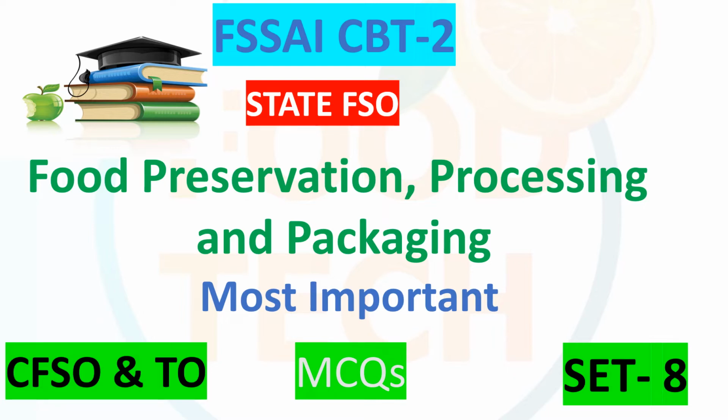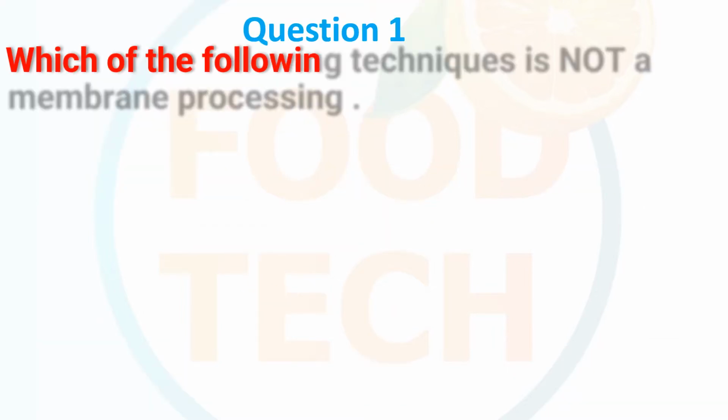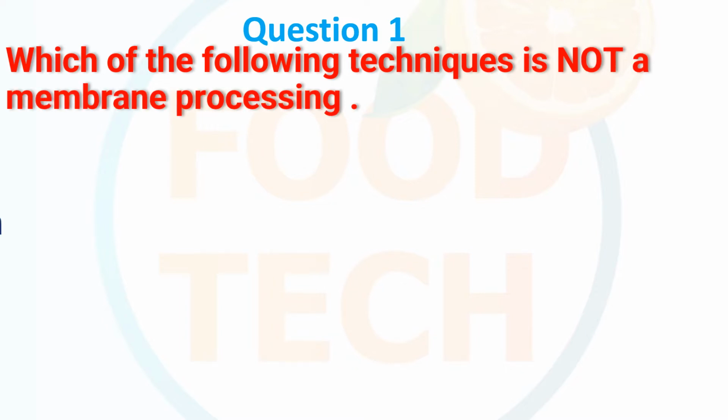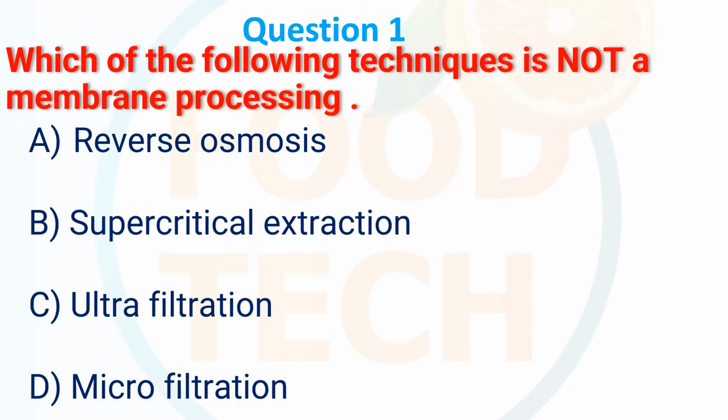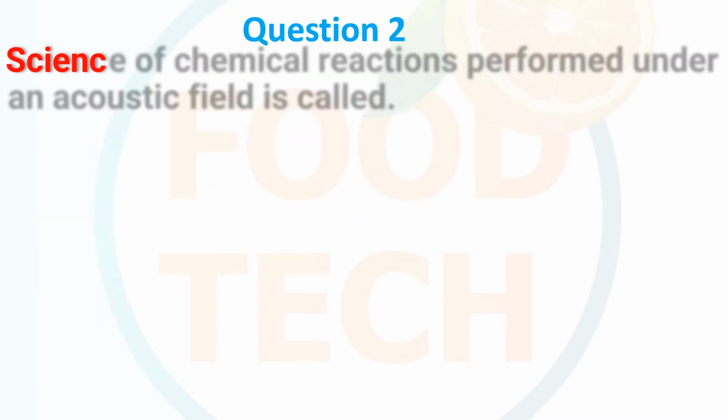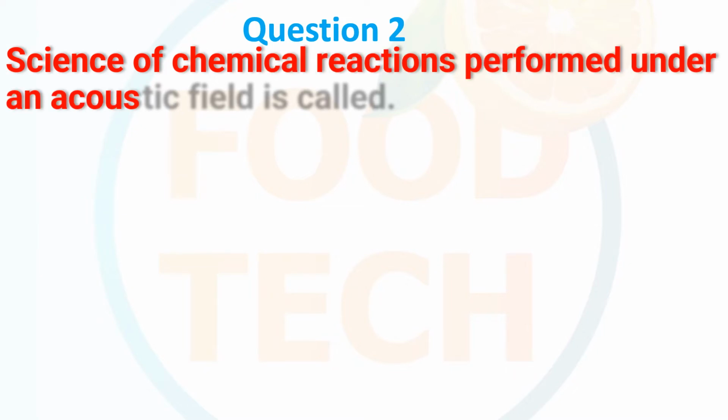So let's start. Which of the following techniques is not a membrane processing? A. Reverse osmosis. B. Supercritical extraction. C. Ultrafiltration. D. Microfiltration. The answer is B. Supercritical extraction.